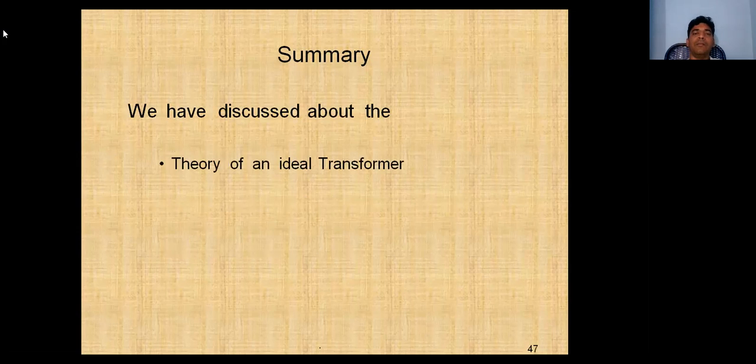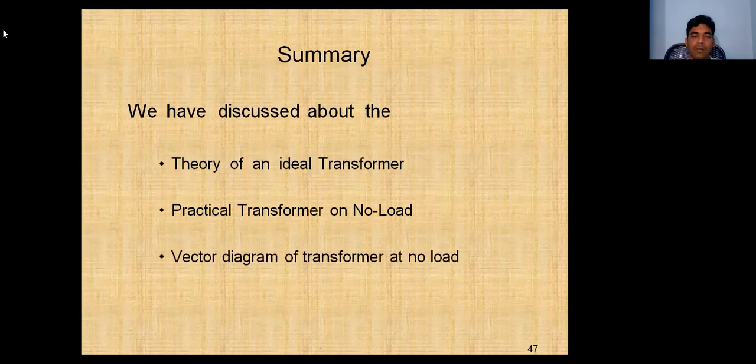We have also discussed the theory of an ideal transformer, the practical transformer on no load, and the vector diagram of a transformer at no load.